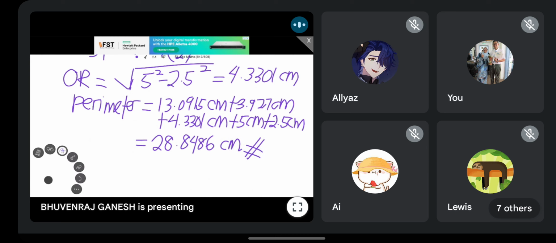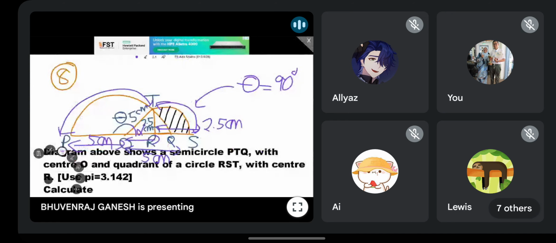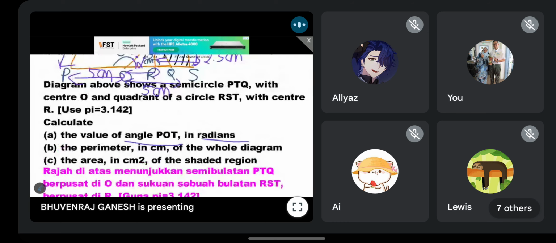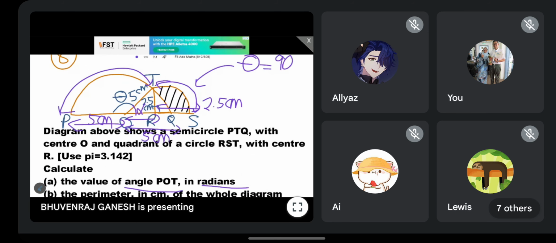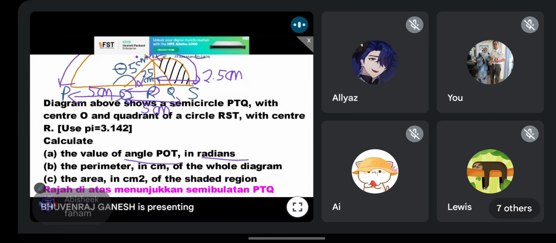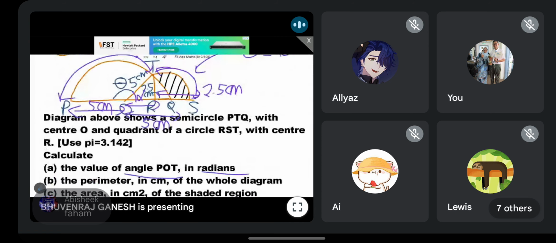Okay guys, are you clear? Boleh faham cara nak dapat perimeter? Are you clear? Perimeter? Just plus everything only. Okay.